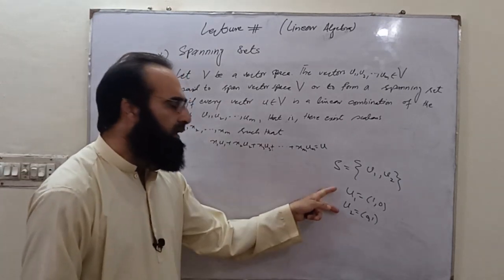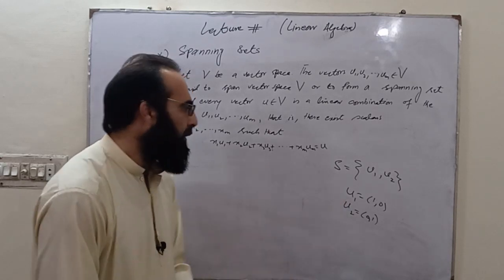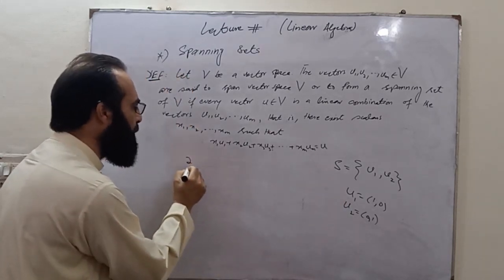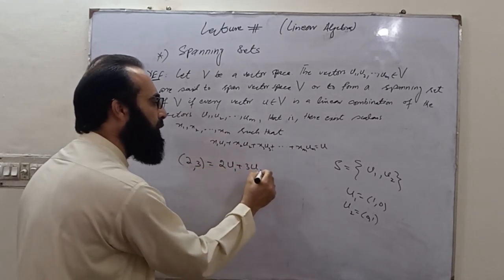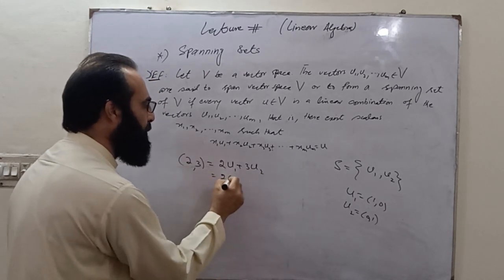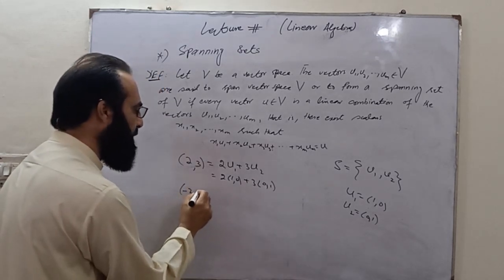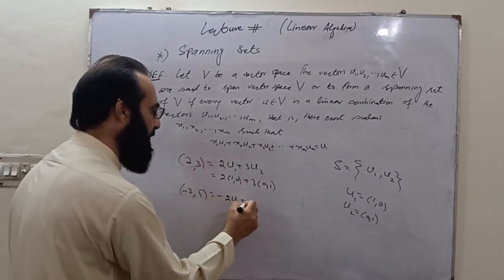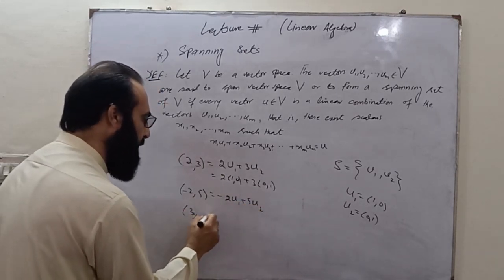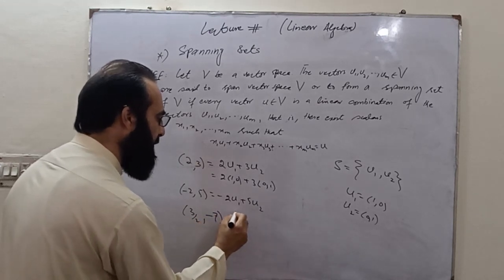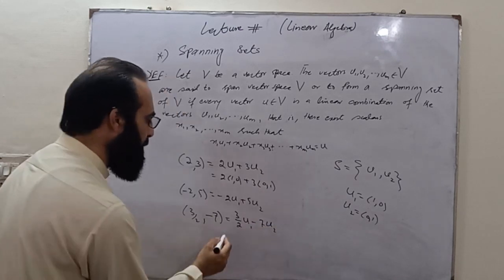Now, we are interested in those vectors which can be written as a linear combination of these two vectors. So, for example, we have (2, 3). So, (2, 3) can be written as 2u1 plus 3u2, that is 2 into (1, 0) plus 3 into (0, 1). Similarly, (-2, 5) can be written as -2 times u1 plus 5 times u2. (3/2, -7) can be written as 3/2 times u1 minus 7 times u2, and so on.